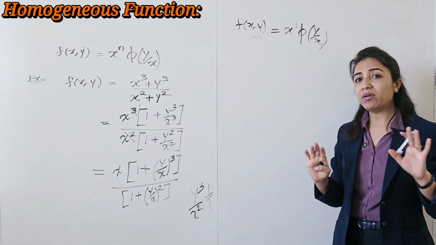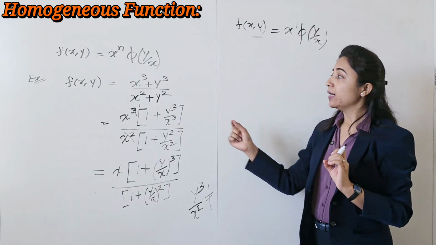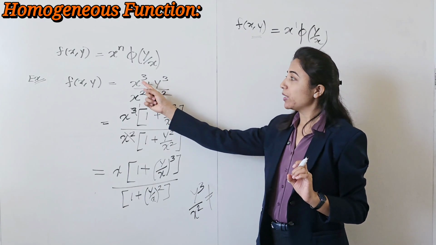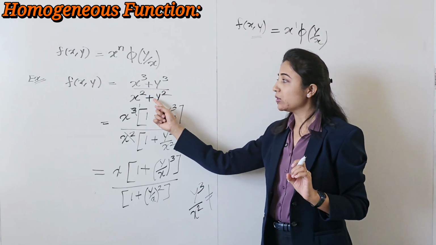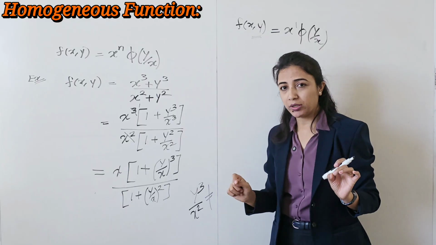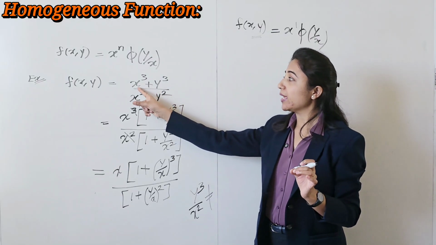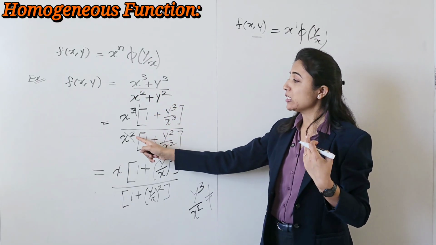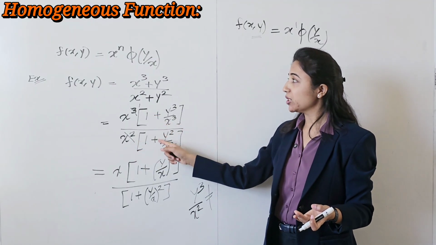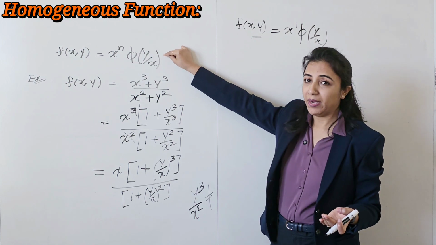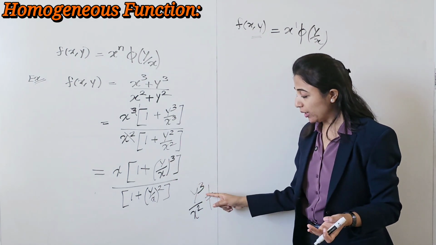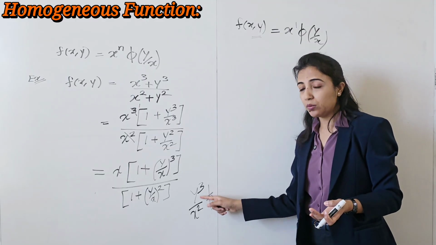So in short, whenever we are given a function, check the power of the numerator terms and denominator terms. If throughout the numerator the power is the same and throughout the denominator the power is the same, we can say it is a homogeneous function. This is a shortcut way. Otherwise, you have to take the highest power of x common from the numerator and denominator and try to write that function in the form of phi of y by x, meaning each term will be expressible in the form of y by x. It is not allowed to have something like y cube by x square.